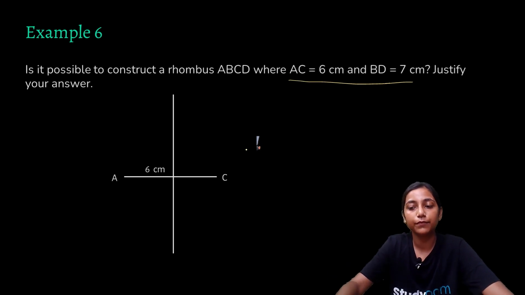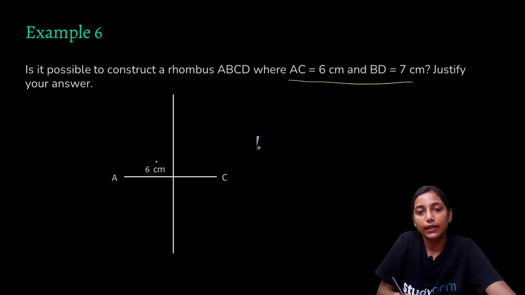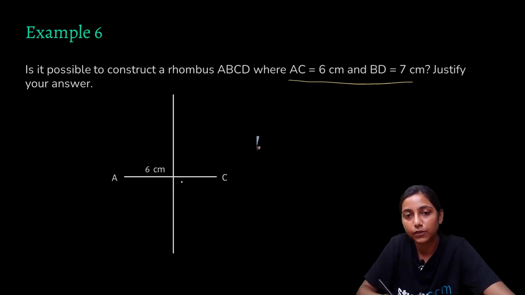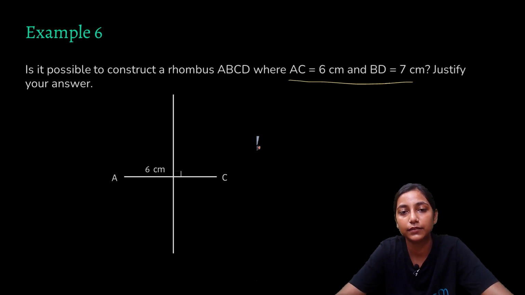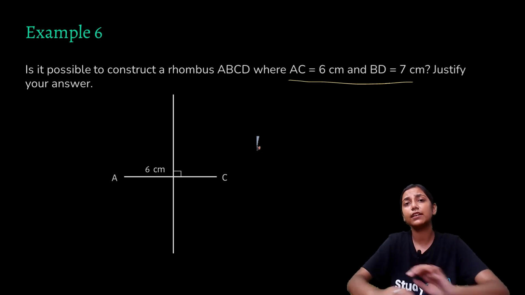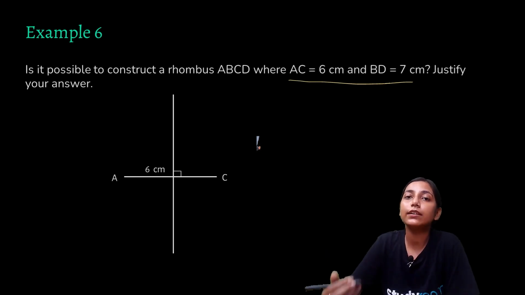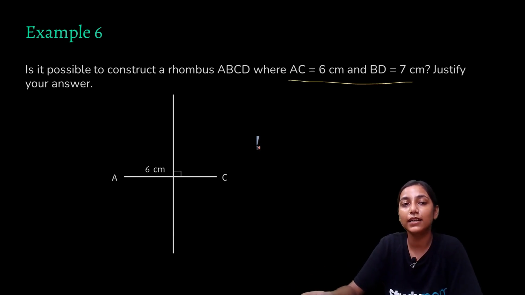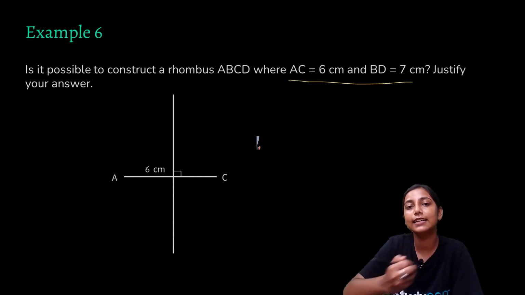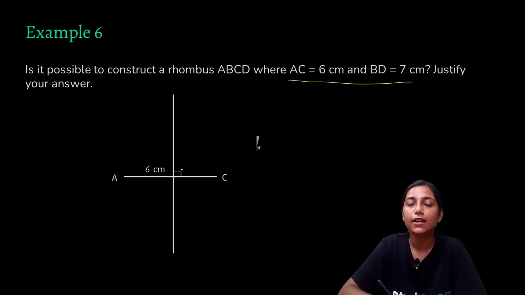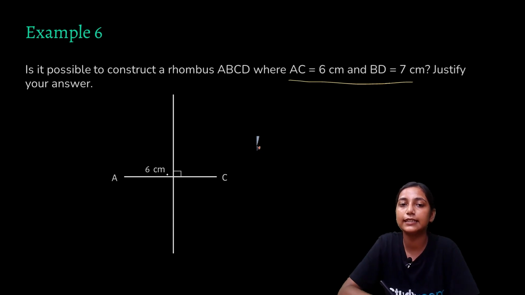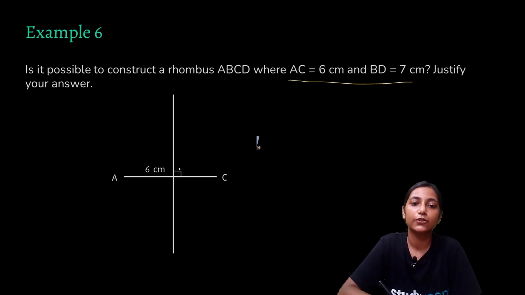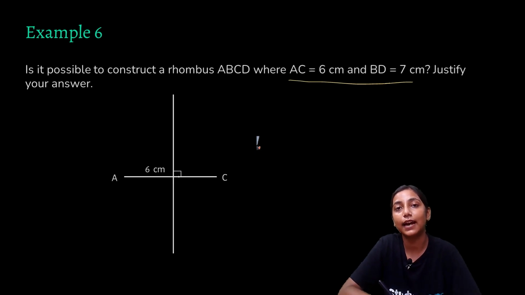Now for BD, draw a line, and that line will be BD. So this BD will be 7 centimeters. How can we construct this BD? We can construct it easily using the property of a rhombus, that its diagonals intersect at 90 degrees. We know that the diagonals of a rhombus intersect at 90 degrees. So we are going to proceed by taking this angle to be 90 degrees.